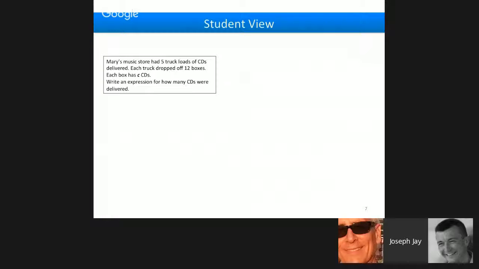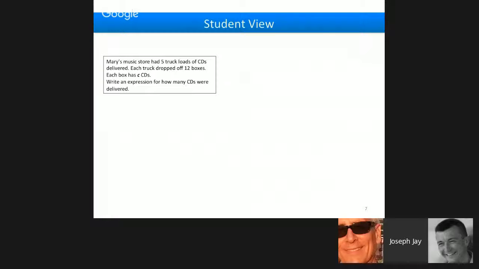They would see a math problem like this. Mary's music store had 5 truckloads of seeds delivered, and so on. And their job is to write an expression for how many seeds were delivered. So let's say that they typed it in, they got it right, they got it wrong, and they finally have the answer. Now at this stage, they've got the answer, but often students don't totally understand why it was correct, or maybe they half get it.